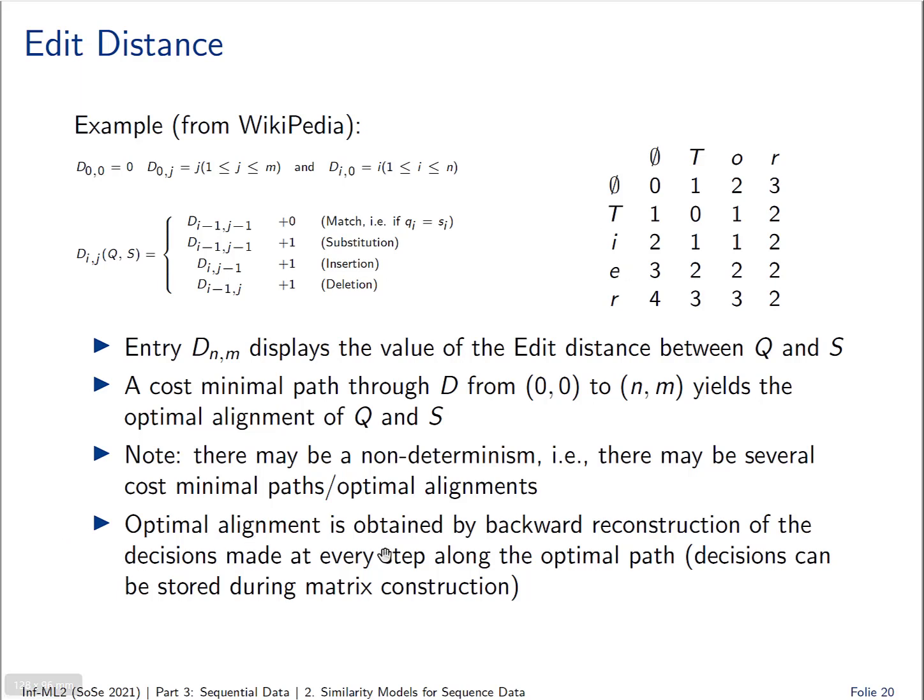And the optimal alignment can be obtained by backward reconstruction of the decisions that we made at each step along the optimal path. So the decisions that we made can be stored during the matrix construction from top left to lower right corner. So we don't have to go through the matrix again, which is a little bit more efficient, but that's just a kind of side information for you if you want.